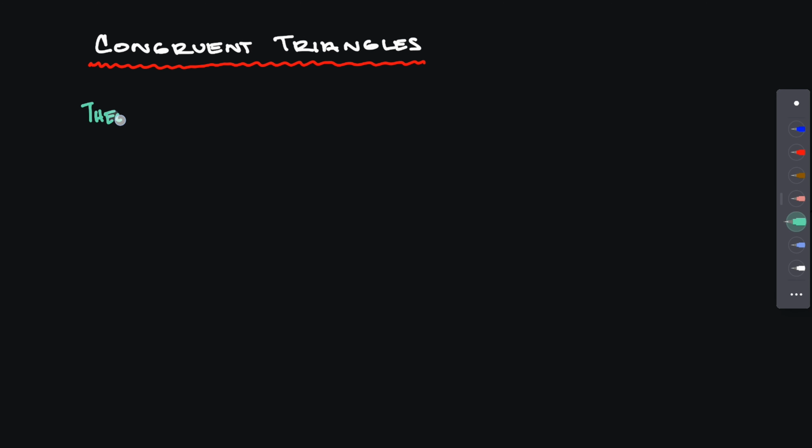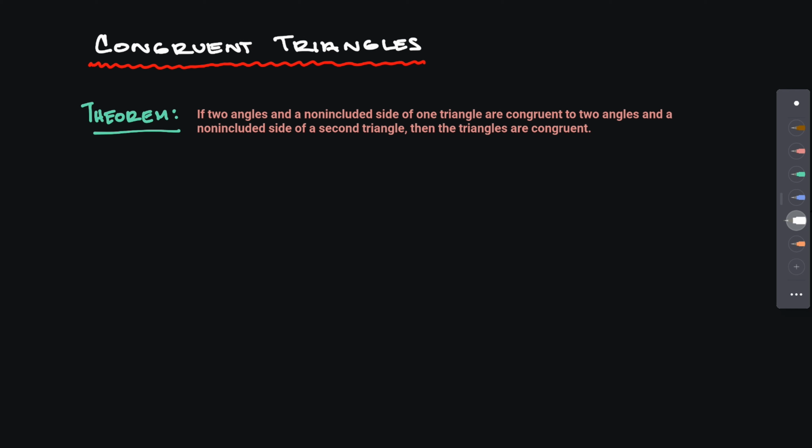Okay, these three postulates lead us to come up with a theorem. Okay, that theorem states that if two angles and a non-included side of one triangle are congruent to two angles and a non-included side of a second triangle, then the triangles are congruent. So what it's saying is this. Let's suppose that we have a triangle like this, right?